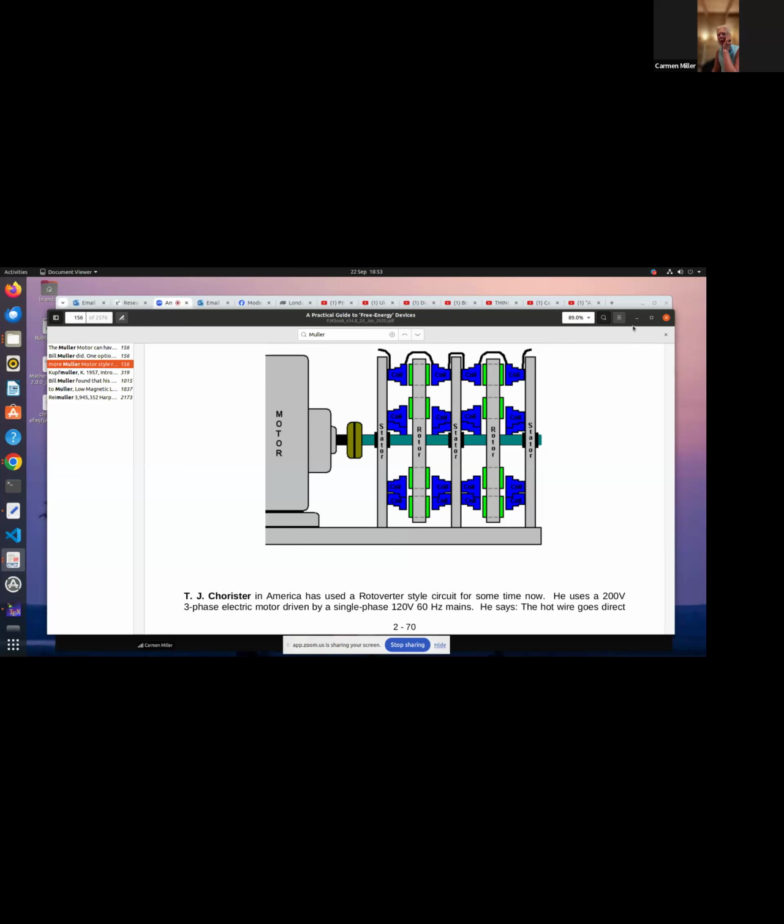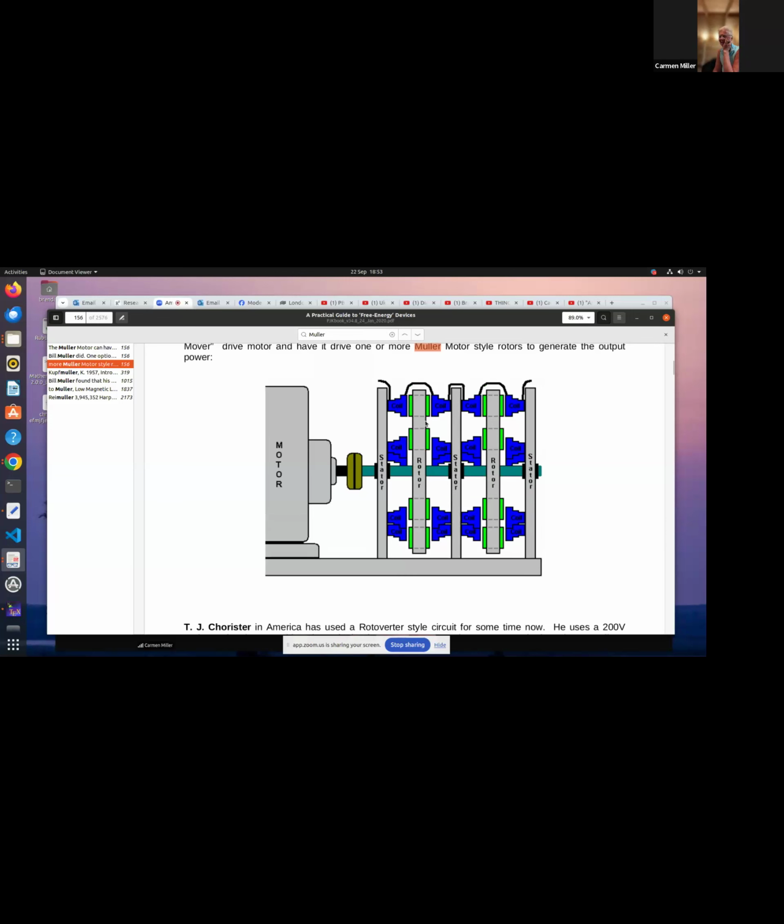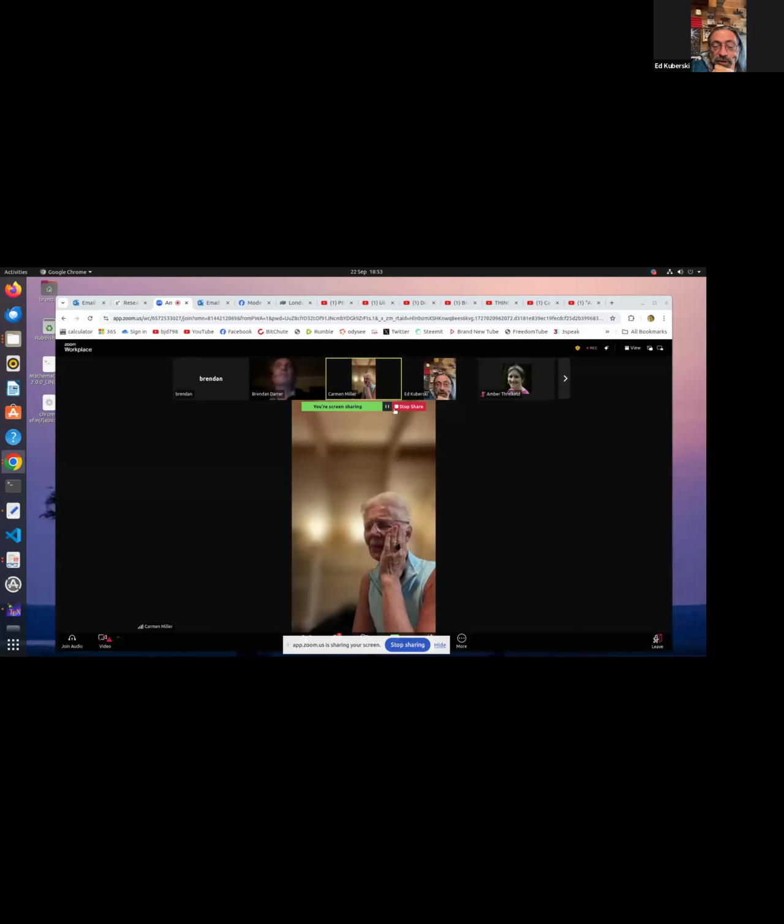And I know the rotoverter was rewiring of existing three-phase motors. Yeah, that's what the rotoverter was. If I recall, yeah, exactly. Anyways, I can remember that guy was rotoverter. He had a weird name, that guy.